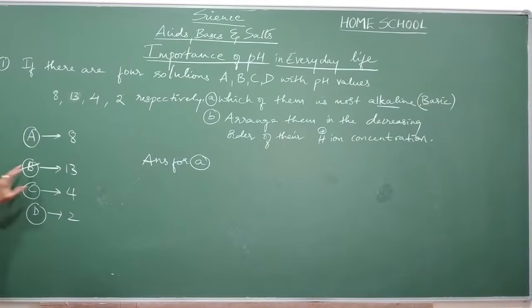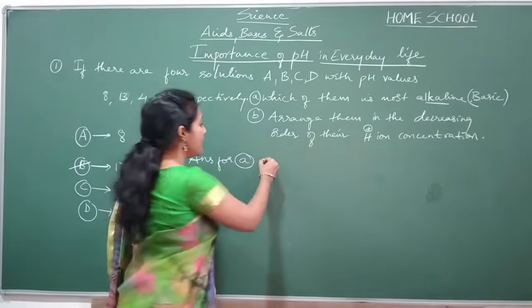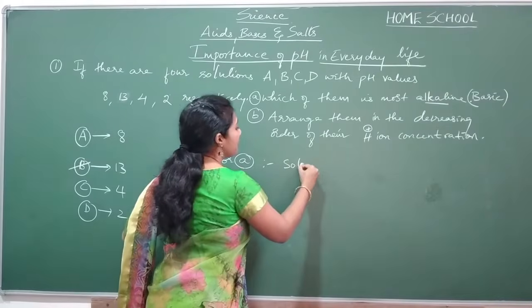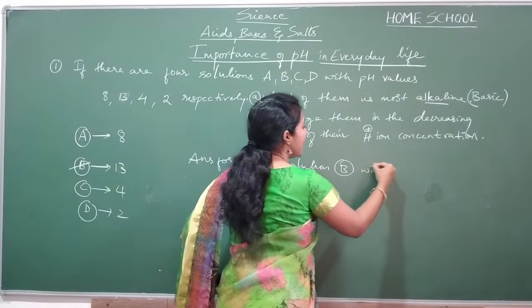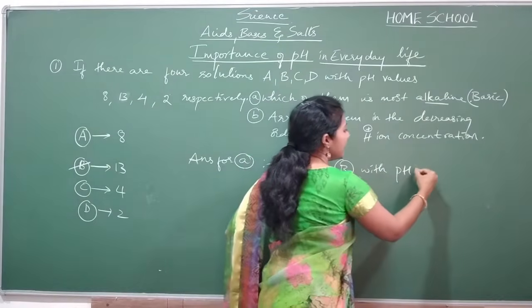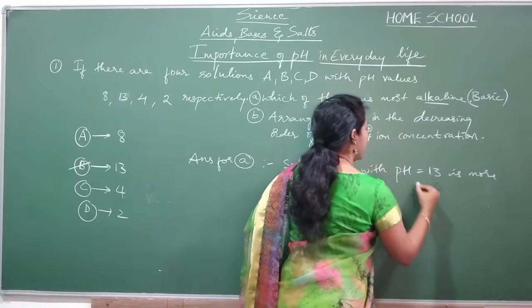Option B. Yes or no? B solution has the value 13. Right? So the answer for the first question is solution B, with pH value 13, which is the most basic.